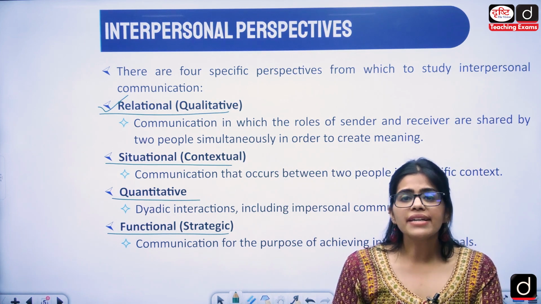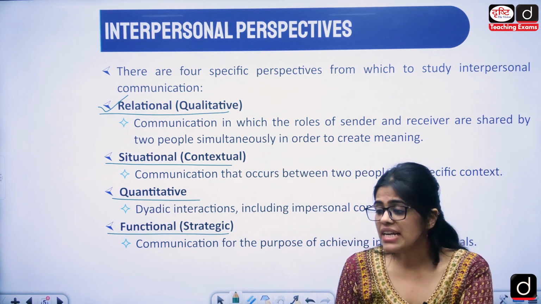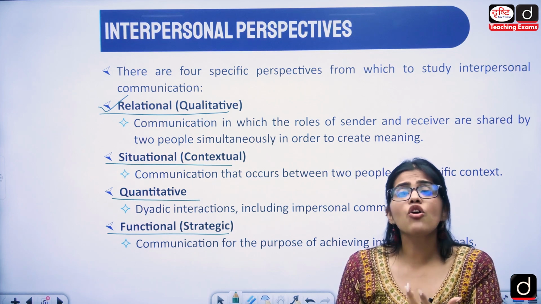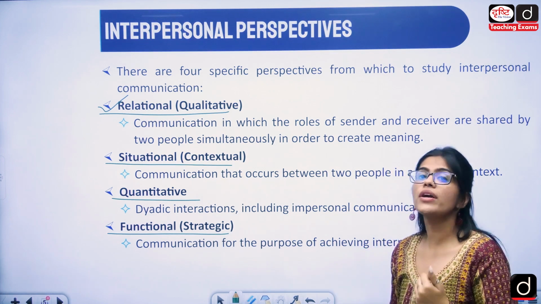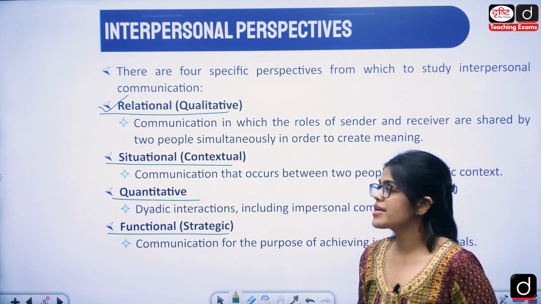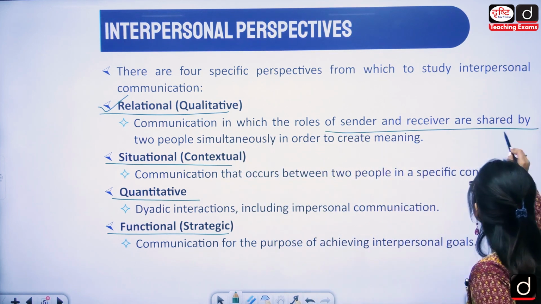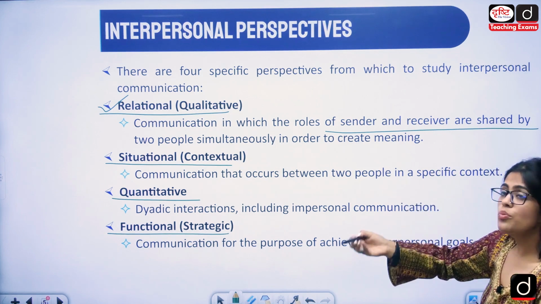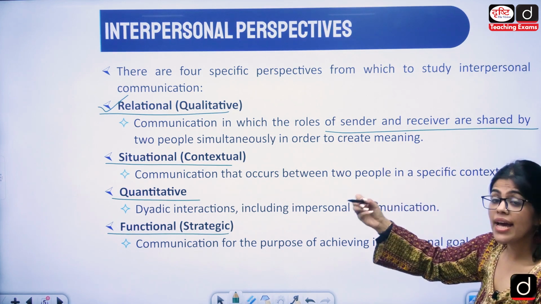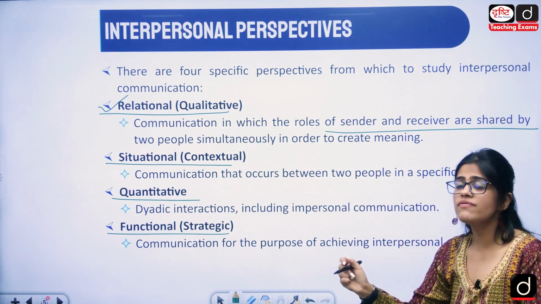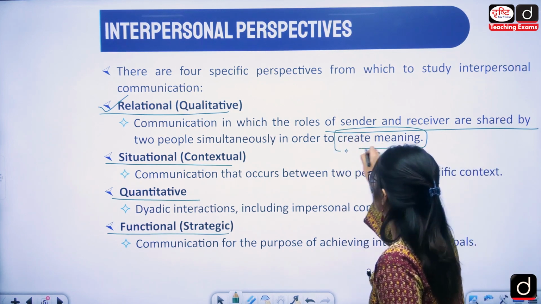Now, what is qualitative? You cannot measure it. There are feelings involved. There is something common between them. That is why they are talking to one another. You cannot measure it, right? So it's a communication in which the roles of the sender and the receiver are shared and the two people are simultaneously talking, and because of the sharing of the message, a meaning is created.